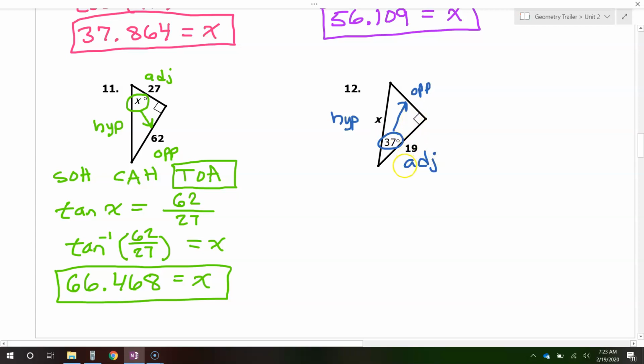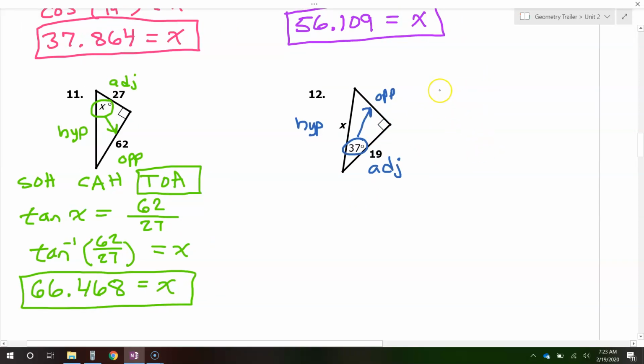Now, write Sohcahtoa. Which one are we going to use? Look at the sides. We have the x and we have the 19. That is adjacent and hypotenuse. Adjacent and hypotenuse. That's cosine. So we will use cosine.